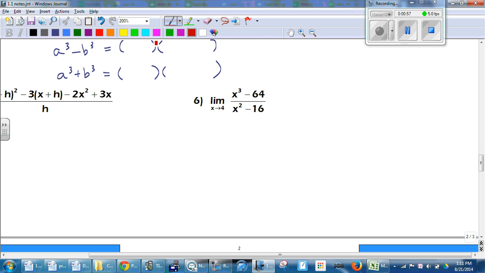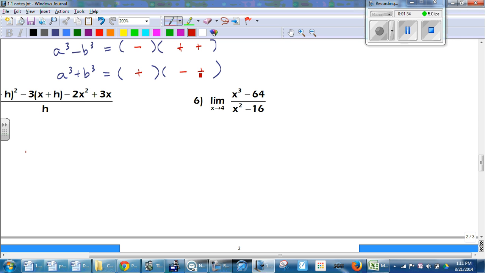So to figure out the signs in this first difference of 2 cubes, our first sign is always the same. So if this is a minus, that's going to be a minus. Down here, if this is a plus, this is going to be a plus. Then in our trinomial, there are 2 signs, 2 operations. First one is always going to be the opposite of this. So if this is a minus, this is going to be a plus. Down here, this is a plus, this is going to be a minus. And the last operation is always going to be addition.